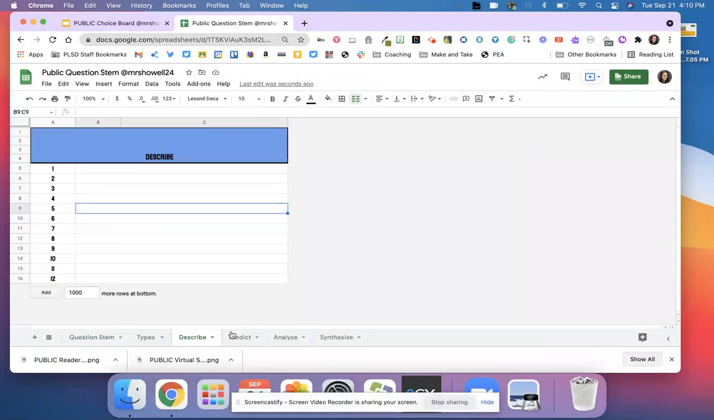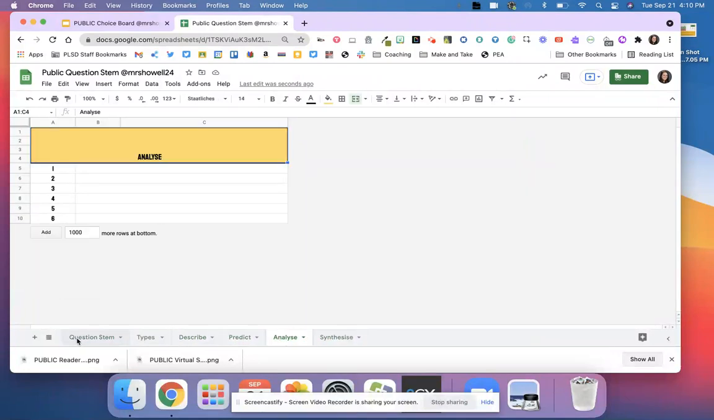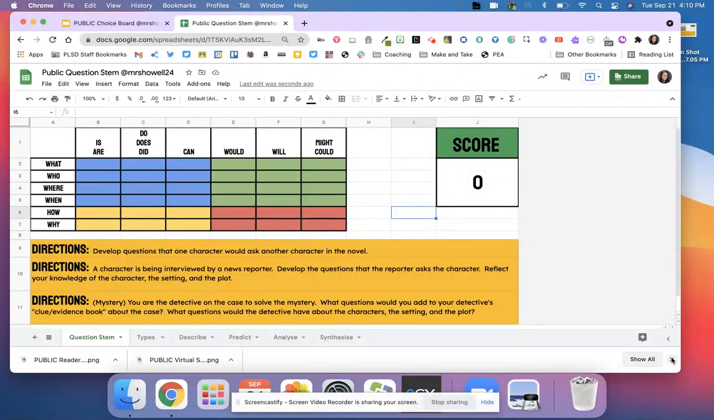So again, just a fun activity with DOK and thinking higher level type of questions that we want our students to do.